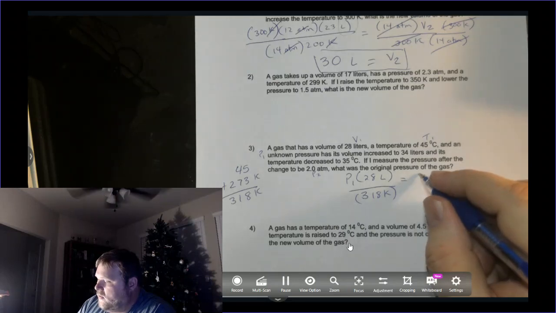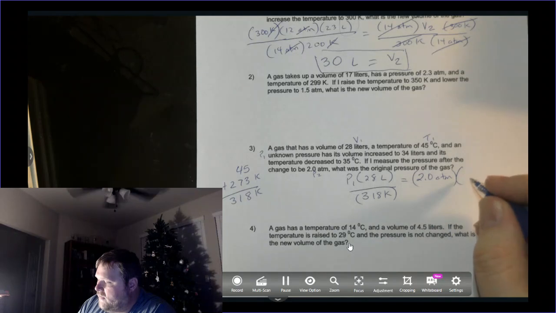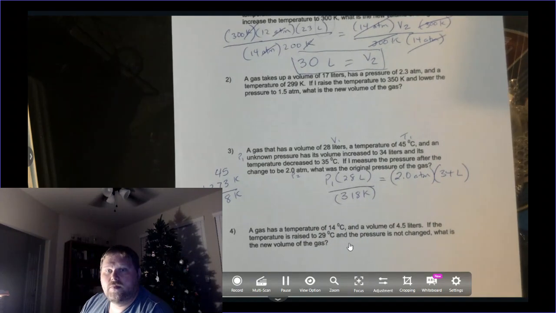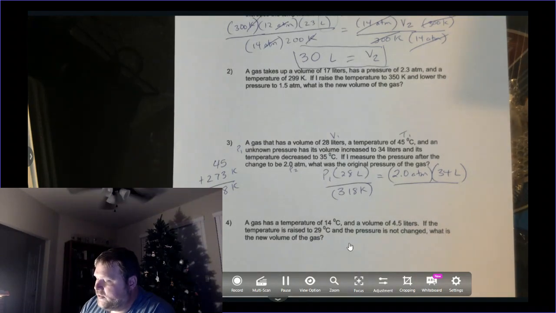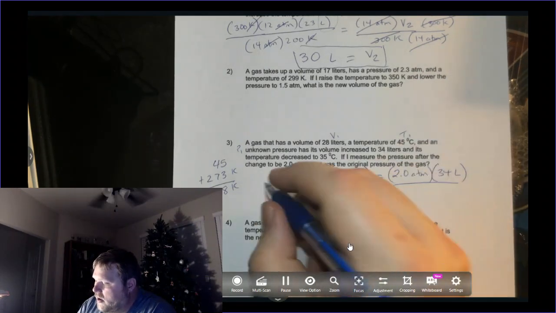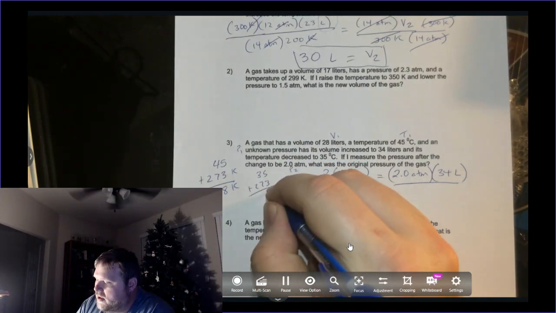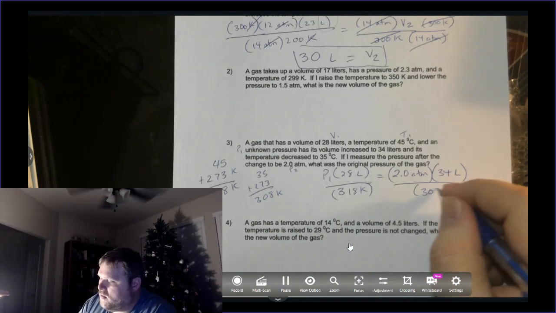All right, so our P2 here is 2 atmospheres. The volume has changed to 34 liters. And once more, we've got to change that temperature. So let's come back over here. 35 plus 273 gives me 308 Kelvin. So this is 308.